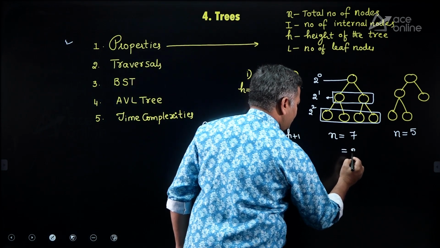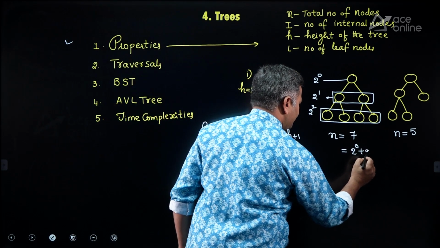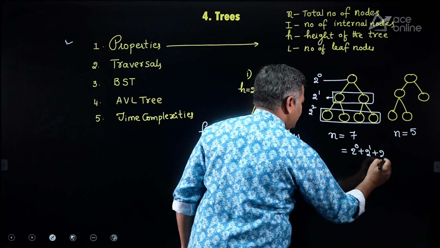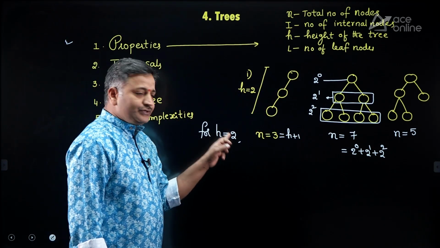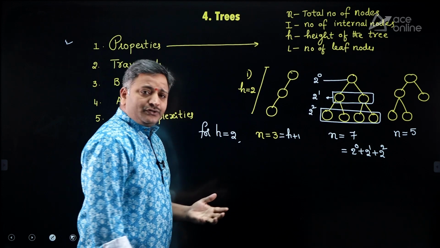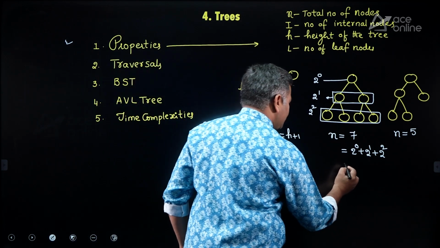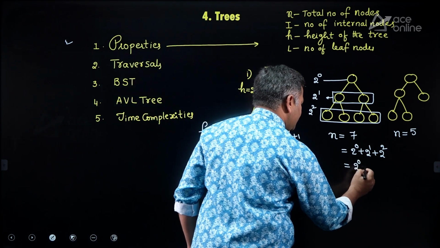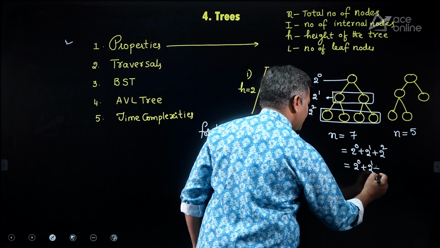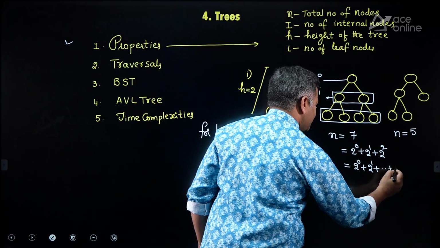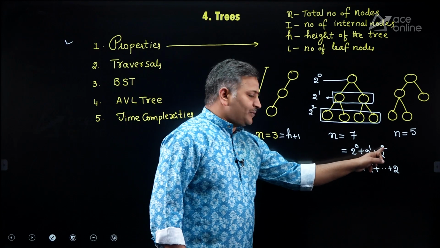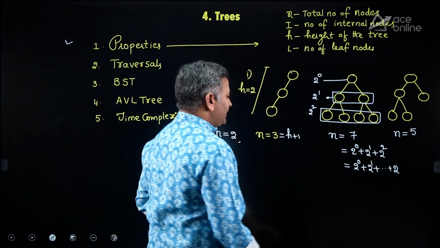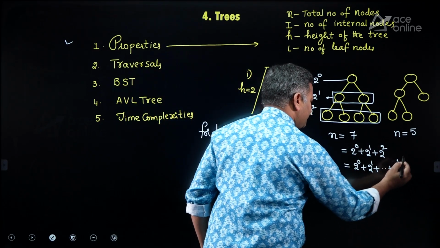This is equivalent to 2 power 0 plus 2 power 1 plus 2 power 2. Right, friends? This is analysis for h is equal to 2. If we take h is equal to h, we can make it as 2 power 0 plus 2 power 1 and so on up to 2 power h. If I consider h is equal to 2, I stopped at 2 power 2. If I take h is equal to h, we can stop at 2 power h.